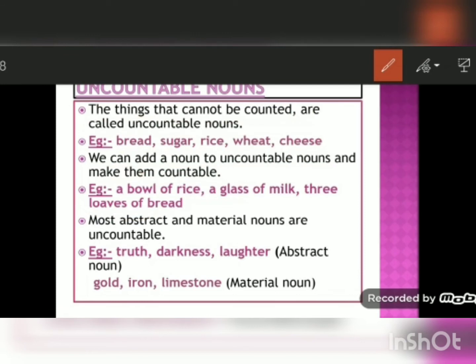Next is most abstract and material nouns are uncountable. So abstract noun and material nouns are uncountable. For example, truth, darkness, laughter. These are abstract noun which are uncountable. And in material noun, gold, iron, limestone. So these are the material noun which are uncountable.